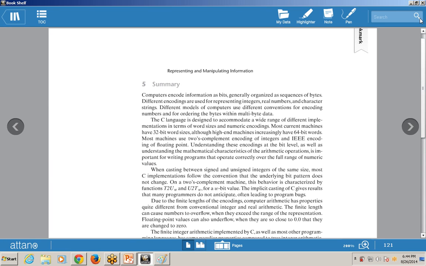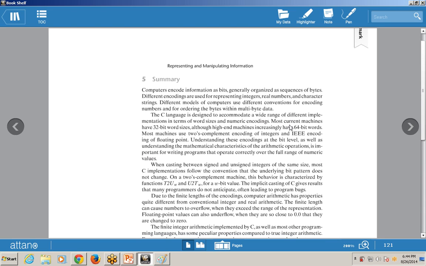Now the next topic is the summary. Summary means summing up all the content which we have covered in chapter number 2. This says computers encode information as bits, generally organized as a sequence of bytes, because a collection of bits is known as a byte. Different encodings are used for representing integers, real numbers, and character strings.